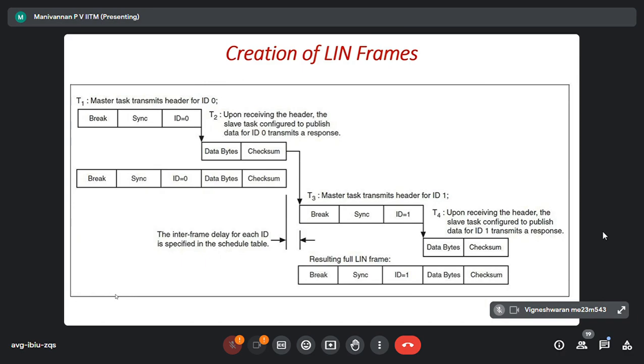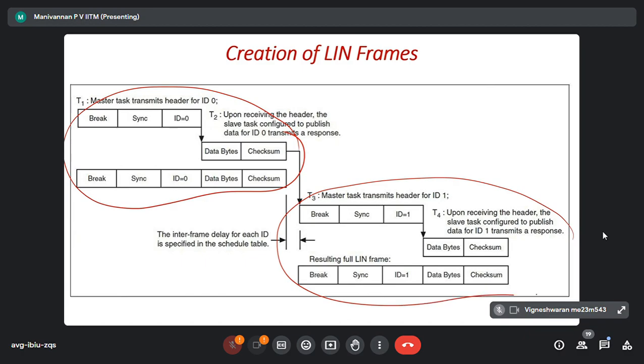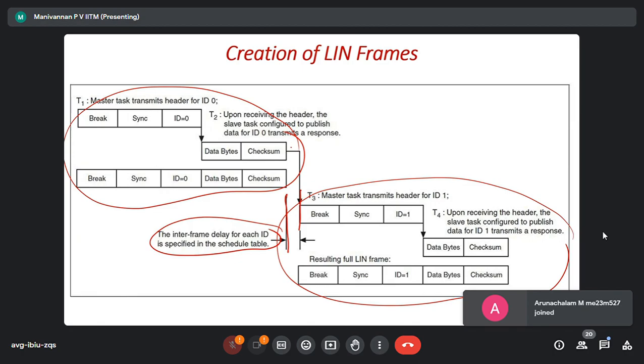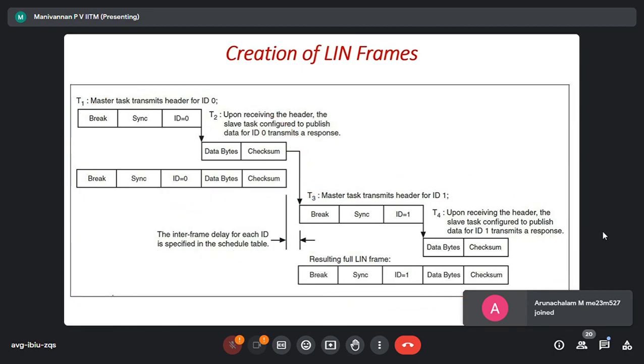Then the next thing is, this is one frame. Okay, this is the second frame. In between there is idle, correct? Interframe delay. The master cannot just immediately start the next one. What I am saying is, I am drawing the diagram with respect to time, correct?